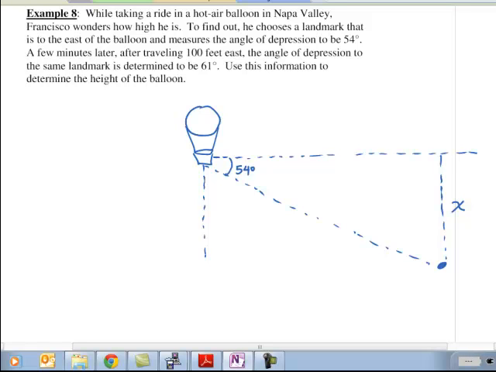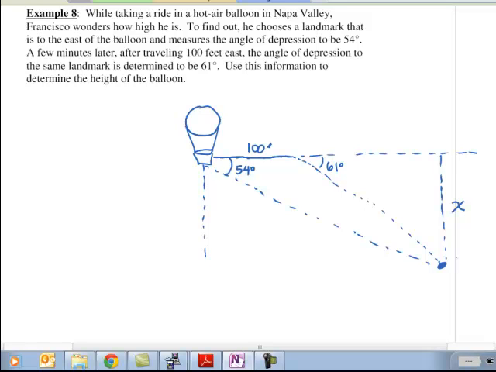He travels a little further to the east, 100 feet, and measures again to that same landmark. Imagine that's a straight line. We've got then that this angle is 61 degrees. It makes sense that it would be a little bit steeper since we're hopefully closer to that landmark, right? And that's supposed to be enough information to determine the height of the balloon.